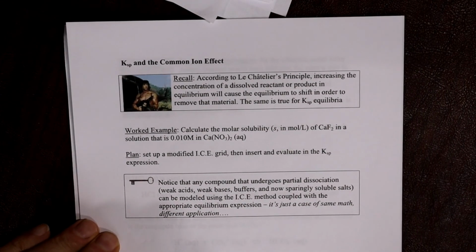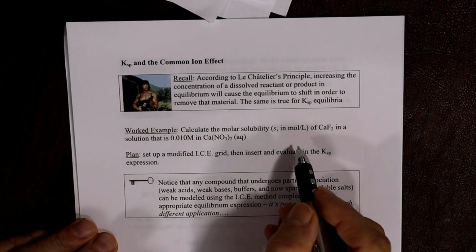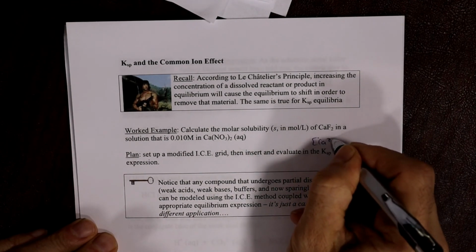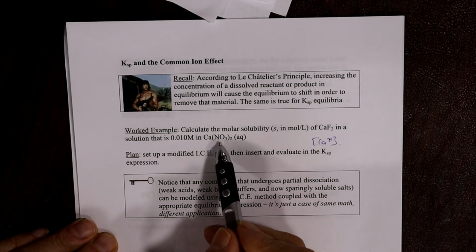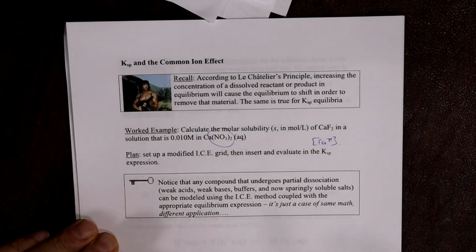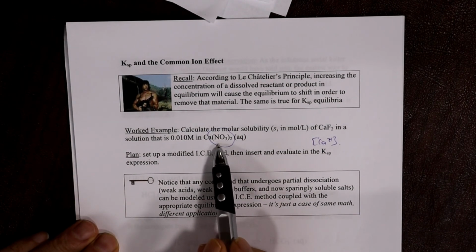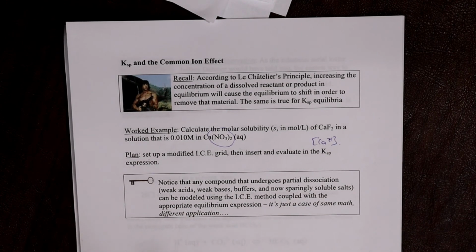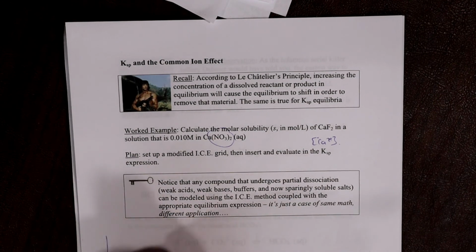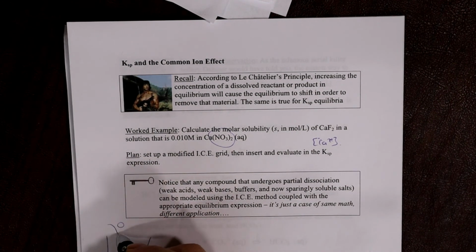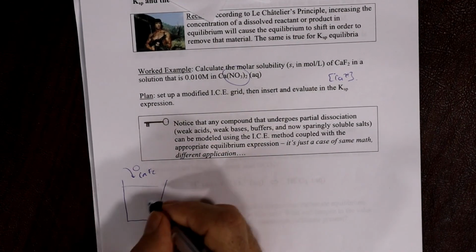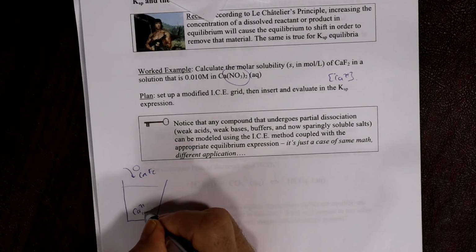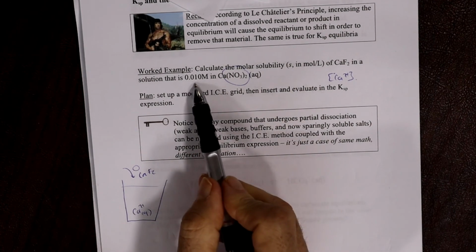So calculate the molar solubility of calcium fluoride. Really it's the concentration of calcium 2+ in a solution that's 0.01 calcium nitrate. Remember, all nitrates are soluble. So I'm going to have 0.01 calcium ion as, you guessed it, a common ion. So I'm going to use a modified ICE grid. That's the trick. This is how it works. We're going to throw a little pellet of calcium fluoride into a beaker that's already calcium 2+ aqueous in solution at 0.01 strength.